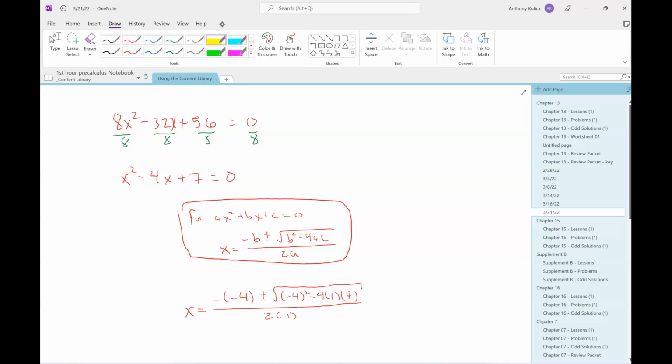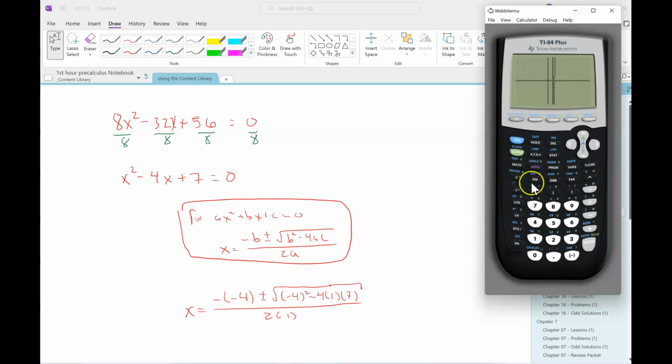Everybody so far so good? I would just type this into my calculator here. And the way I'm going to type it in, I'm going to do it all in one line, but I'm going to use the fraction command. So I'm going to say alpha y equals to get me the fraction. And then I'm not going to do like negative of a negative. I know that's positive, right? And your calculator can't do a plus or minus, so I'm just going to do them one at a time. So I'll do plus first.